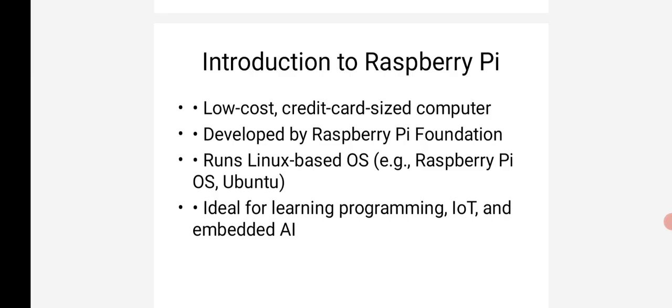Example: Raspberry Pi OS, Ubuntu. It means Raspberry Pi is a small, affordable computer that is capable of running full-fledged operating systems and software stacks like Linux. It is well suited for AI applications because it can run machine learning models locally and interact with sensors and actuators.